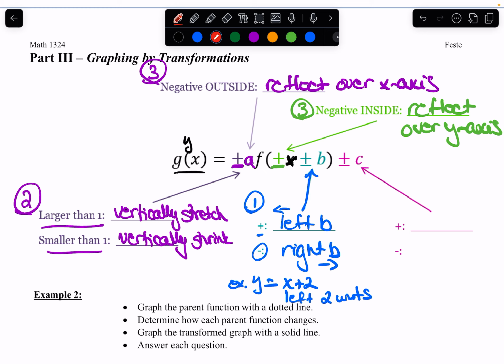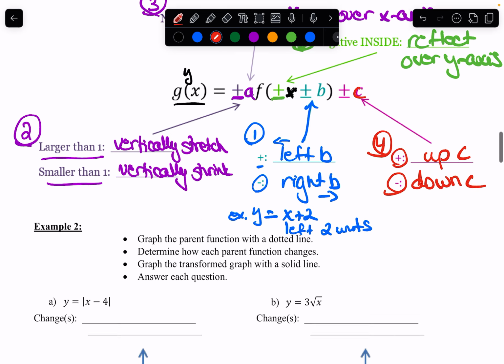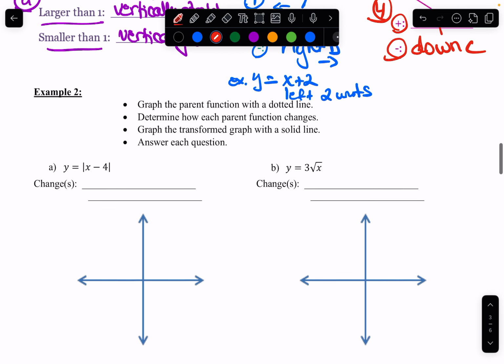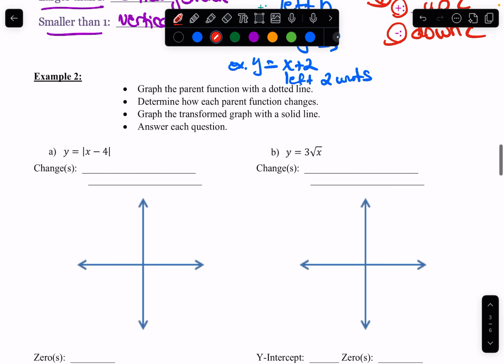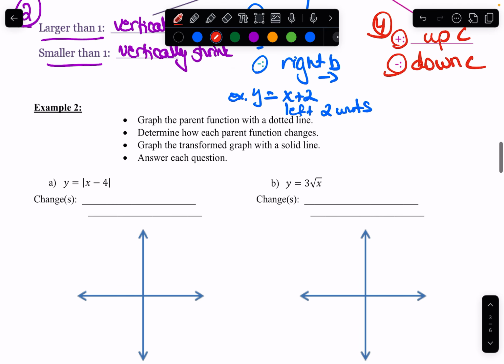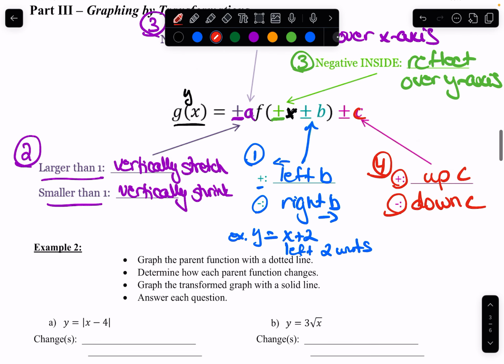And our last, number 4, is this C right here. If it is a plus, we go up C units, and if it is a minus, we go down C units. Okay, in our next example, we're going to graph the parent function with a dotted line, determine how each parent function changes, and then graph the transformed graph with a solid line. So we're going to be using what we just learned here.